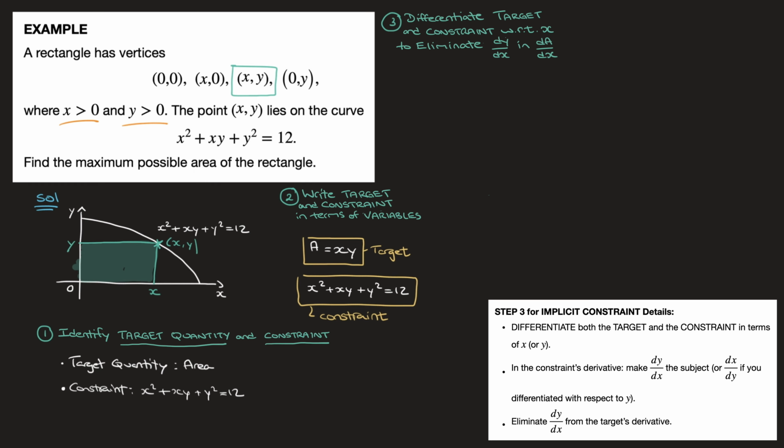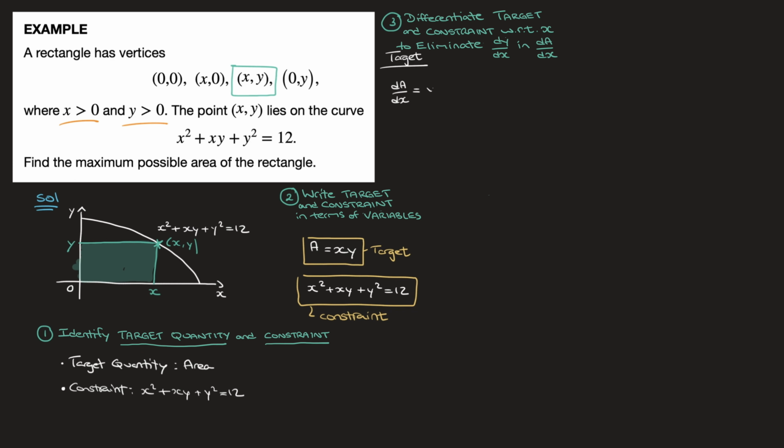So let's go ahead. I'll start with the target quantity and I'll just write target. And so differentiating this expression with respect to x, and keeping in mind that y is a function of x, so we use implicit differentiation, we can state that dA dx is equal to, well, let's see, we'll use the product rule, so it will be equal to the derivative of x times y, so that will just be 1 times y, so that's y, plus x times the derivative of y, which will just be dy dx.